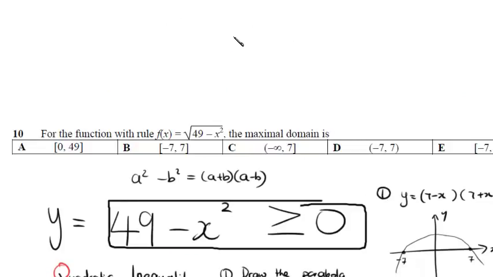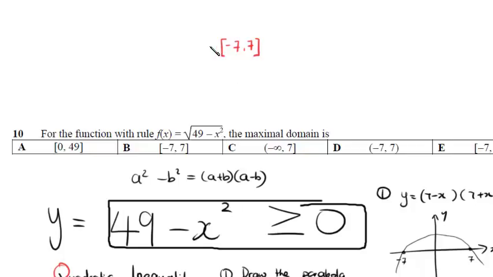So the domain is -7 to 7. If I plug in, for example, 3, which is inside this interval, I get 49 minus 3 squared, which is 49 minus 9, which is 40. The root of 40 is fine. Now let me choose something outside, maybe 8. If I plug in 8, I get 49 minus 8 squared, which is 49 minus 64. That's negative, so it's not allowed. You get a math error if you put it into a calculator.